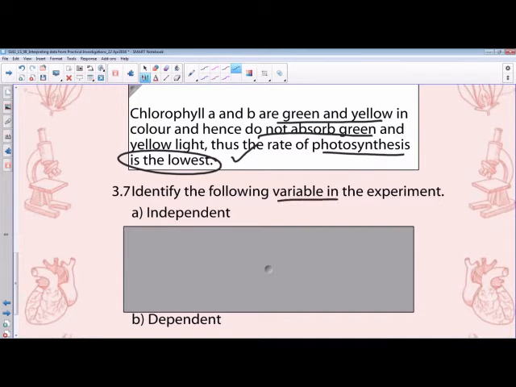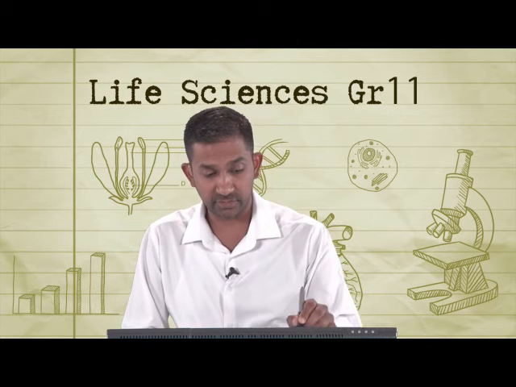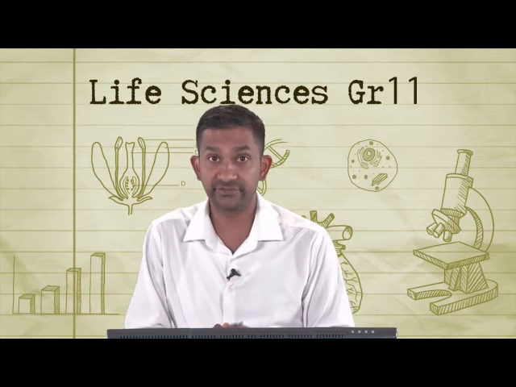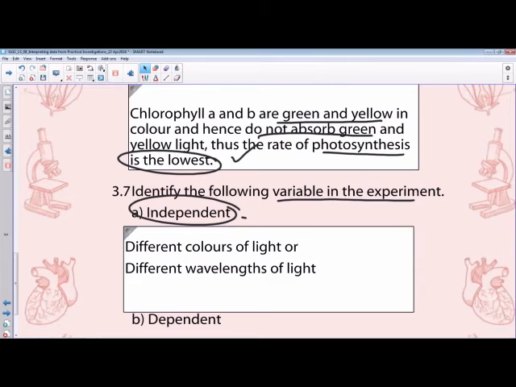3.7. Identify the following variables in the experiment. We need to look at the independent variable, which we discussed, and the question that you need to ask yourself is, what are we testing in this experiment? The simple answer is, we are testing the different wavelengths of light. So it will be the different wavelengths of light, or in other words, the different colors of light, which essentially is an indication of the wavelengths of light. The next question.